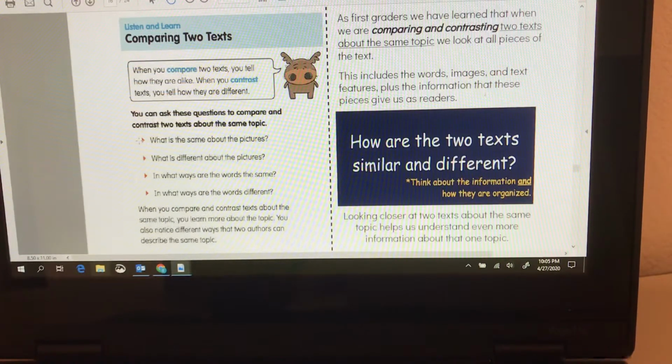What is the same about the pictures? So go back to both texts, look at the pictures. Anything that's similar? Or what is different about the pictures? Is there anything that's different?